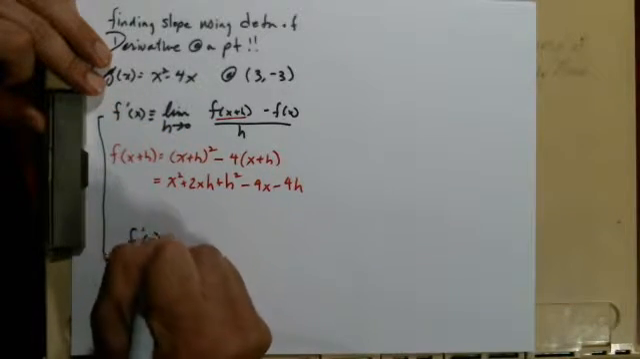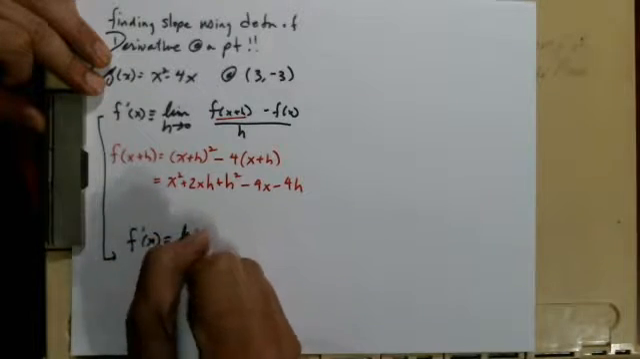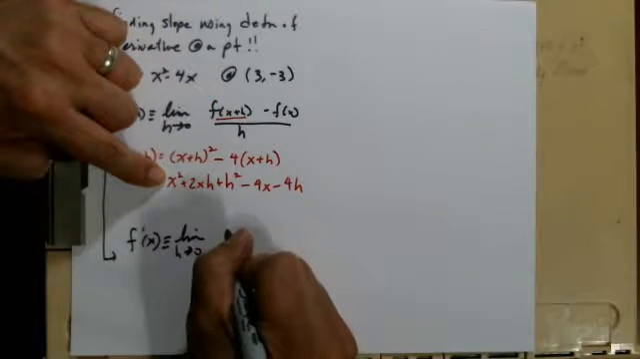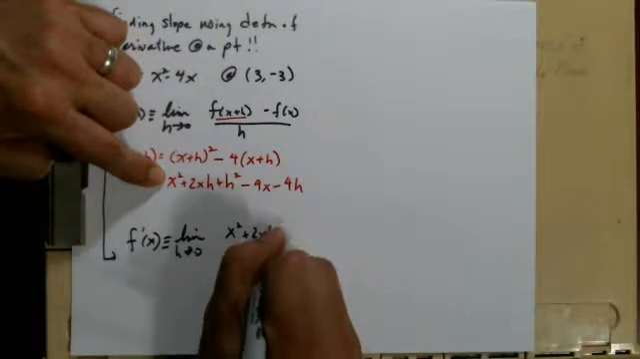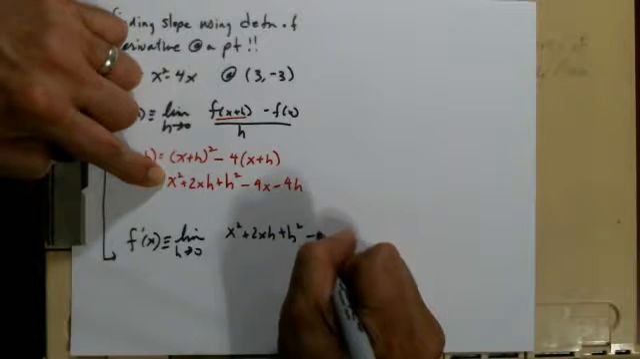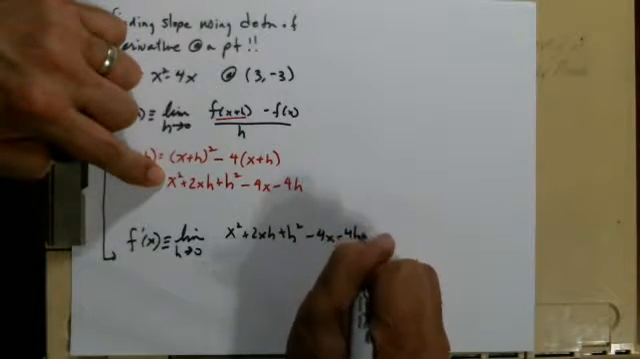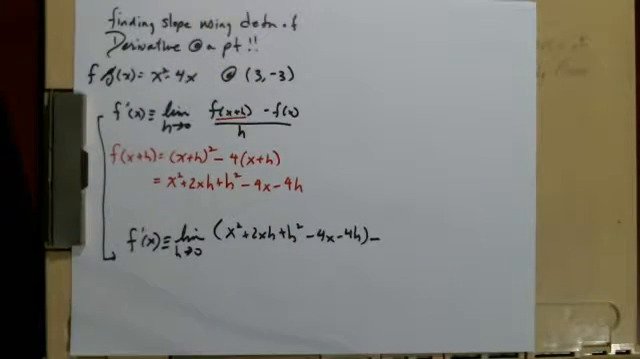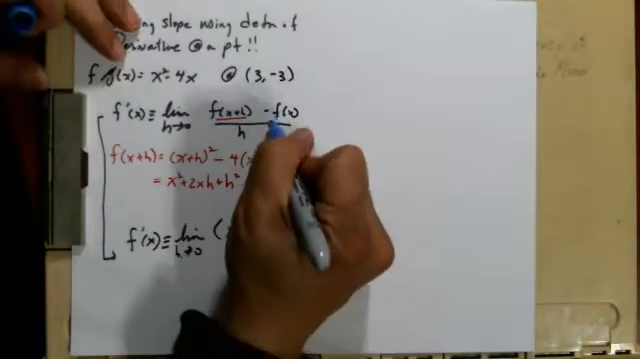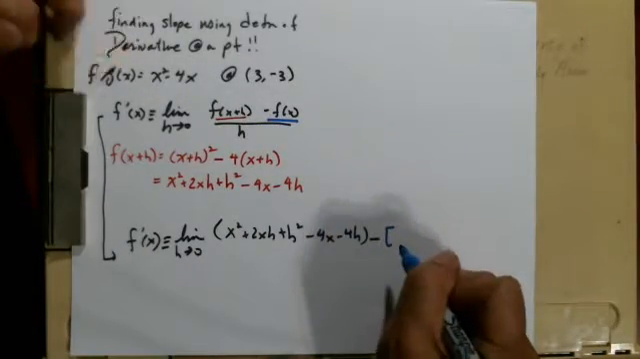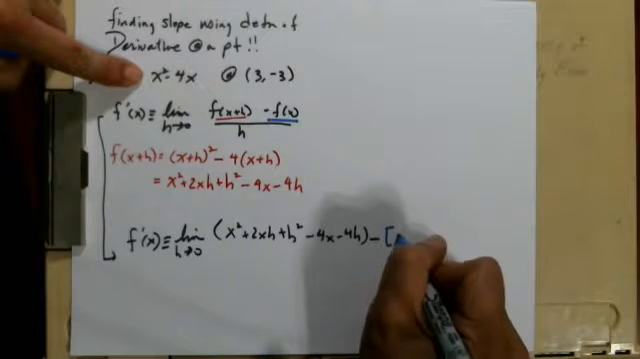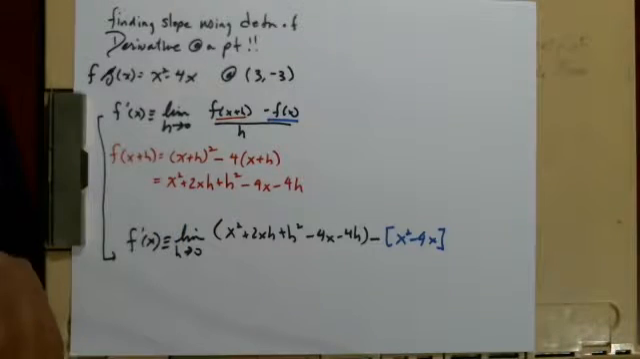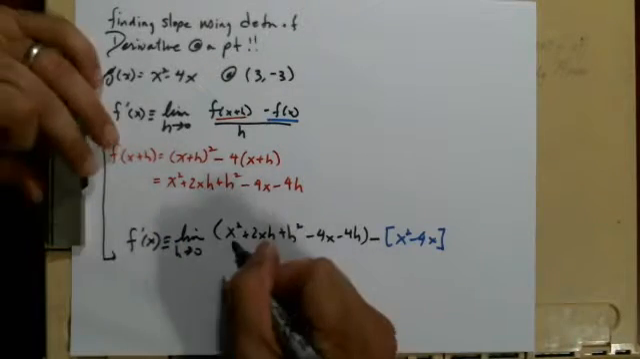f prime of x, by definition, is the limit as h approaches 0 of f of x plus h, which happens to be this, x squared plus 2xh plus h squared minus 4x minus 4h. All that subtracted by, I'm going to use a different marker for this one, let's use blue, f of x, which is there it is right there, f of x, which is x squared minus 4x. All over h. Now use a black marker for that.